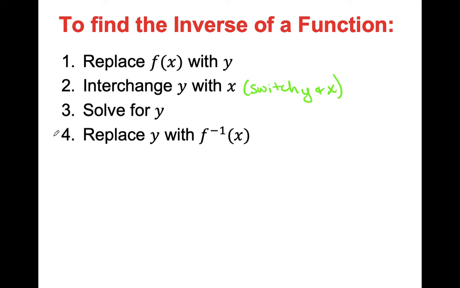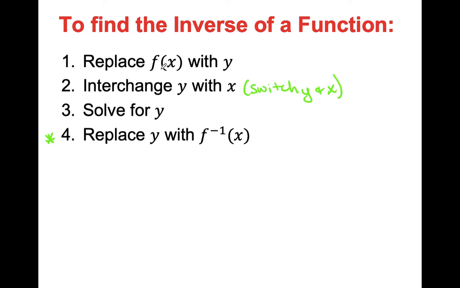And then the biggest thing that people typically forget is step 4, replace y with f inverse of x, because we're not really solving for y, we're solving for the inverse of x. So if you leave it as y, then you're saying something a little bit different. So what they're going to do is give you an equation, and ask you to find the inverse of that equation or function. If the equation starts with y instead of f of x, then you're not doing step 1.